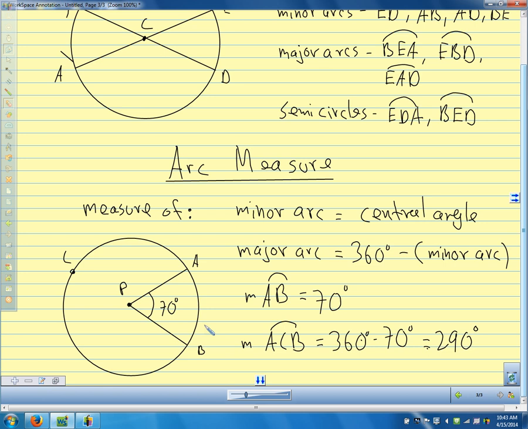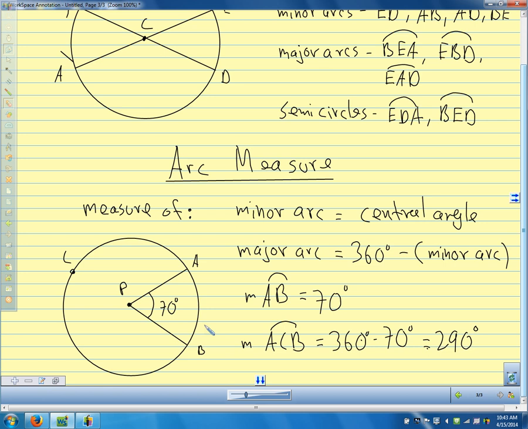What would be the measure of a semicircle? 360 divided by 2, which is 180. A semicircle is halfway around the circle. 180 degrees is halfway around the circle. So the measure of a semicircle is 180 degrees.